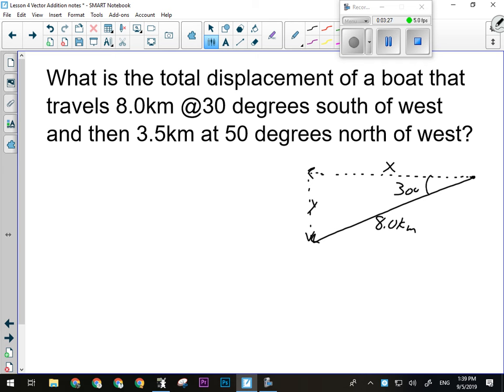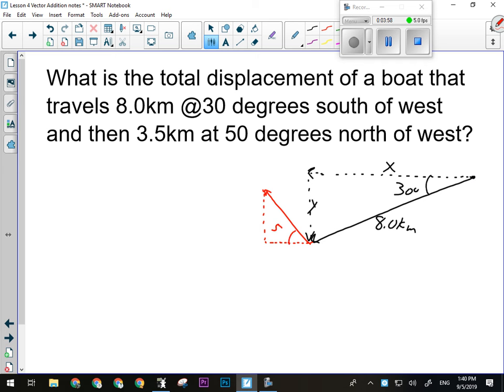It then says that after that, it goes 3.5 kilometers at 50 degrees north of west. So again, since my angle is measured from west, I'm going to draw a line that's west. Okay? And I'm going to go 50 degrees north of that. So maybe something like that. All right? That's about half as long, maybe a little less than half as long as this line. So I'm retaining my scale fairly well.